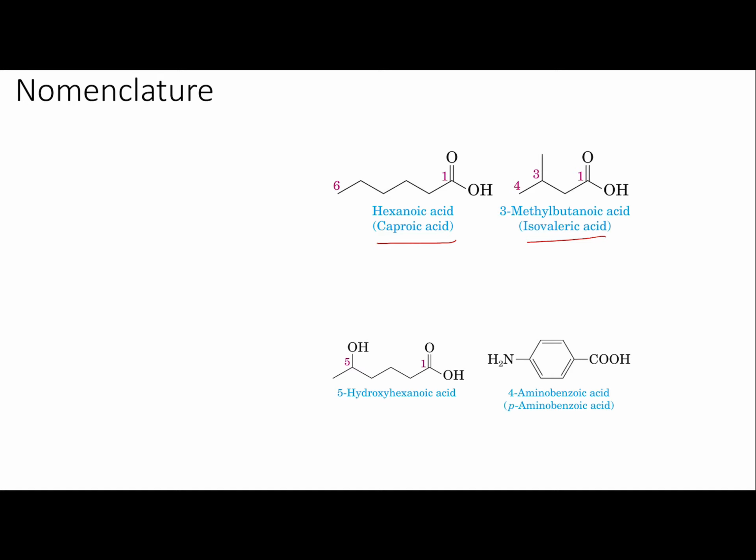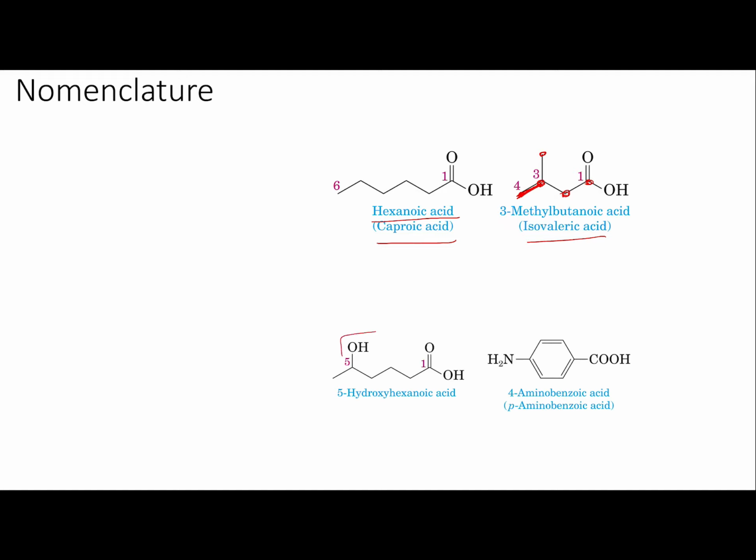But in the IUPAC naming system, we'll call this hexanoic acid because it's got 6 carbons. This one would be 1, 2, 3, 4, or 1, 2, 3, 4. It doesn't really matter. It's the same thing. So butane, so butanoic acid with a branch on the number 3, 3-methyl butanoic acid.